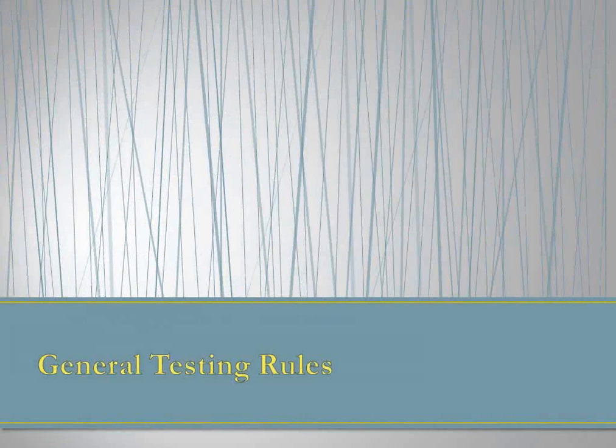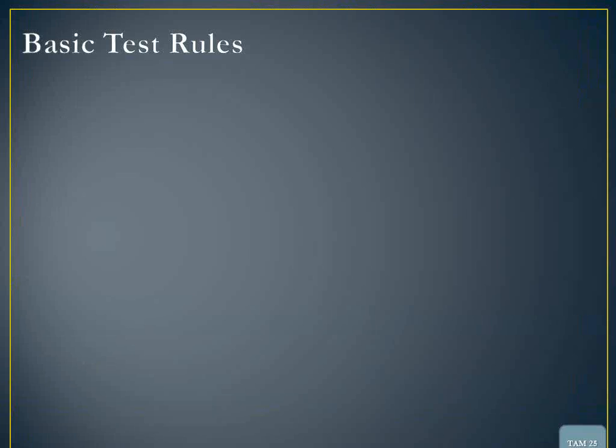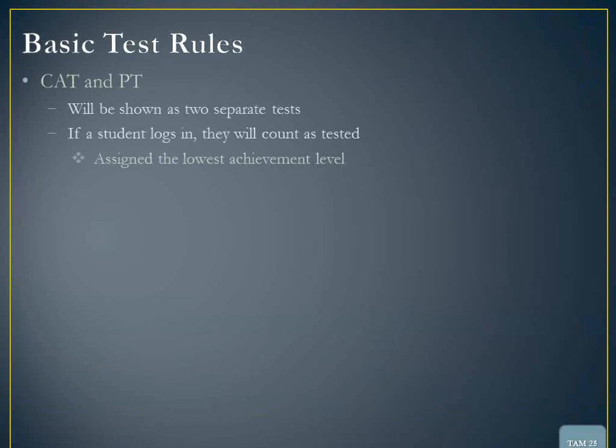So we're going to go over some general testing rules. The basic test rules are that the CAT and the PT are shown as two separate tests. When and if a student logs in, whether or not they test, in this case if they just logged in, the student is automatically going to count as tested. If a student logs in and does not test, the student will be assigned the lowest achievement level.